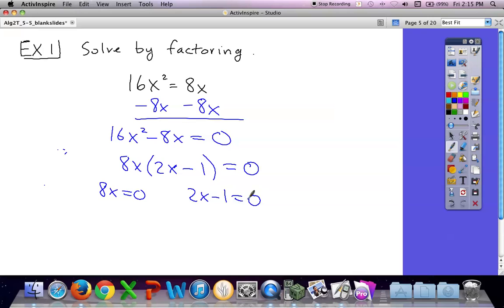So solve them both. Okay. What would I do to solve this one? Divide by 8. What do you get? 0. Right? 0 divided by anything is 0. Anything except 0. Okay. And then the next one. 2x equals 1. X equals 1/2.